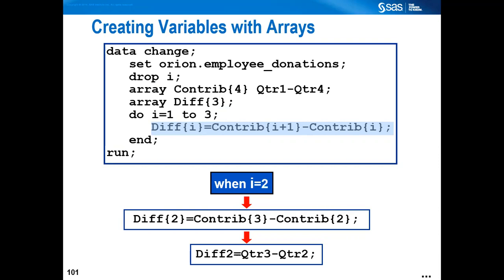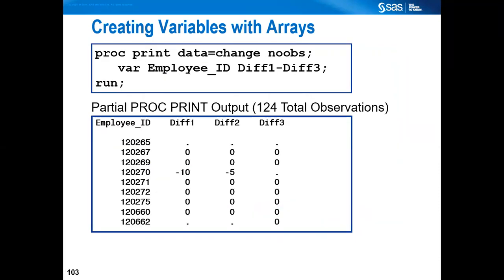So when I value is 2, it will be like this. When I value is 3, it will be this way. And hence you get the 3 new variables of differences. All right. Yeah. Any questions here?